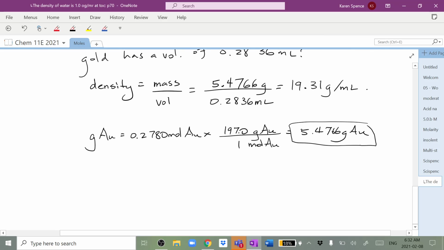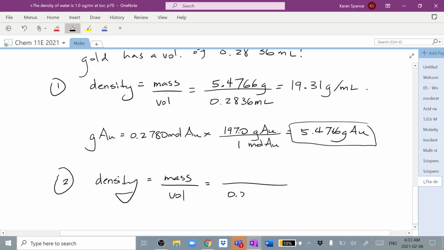A second way that you could do it is you could say, okay, my density. Our second way, density still equal to mass over volume. And I could put 0.2836 milliliters on the bottom. And I could actually just put my 0.02780 moles on the top.